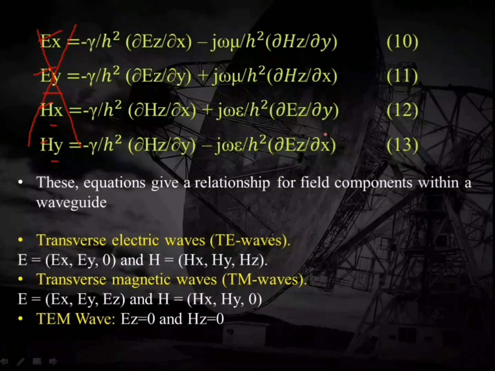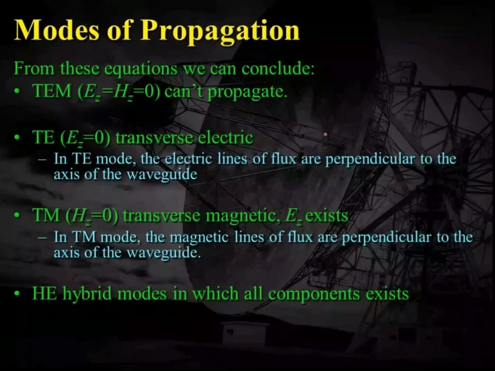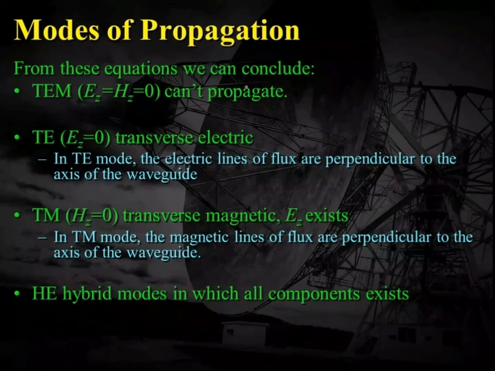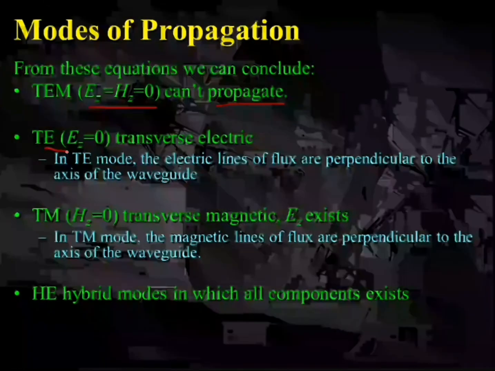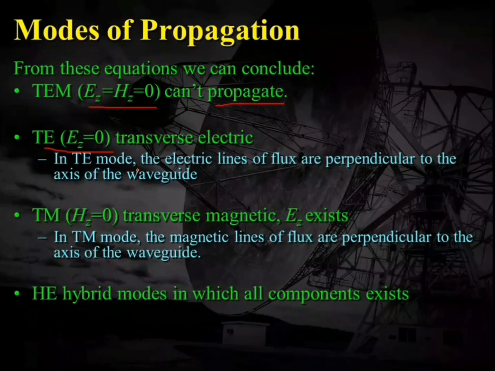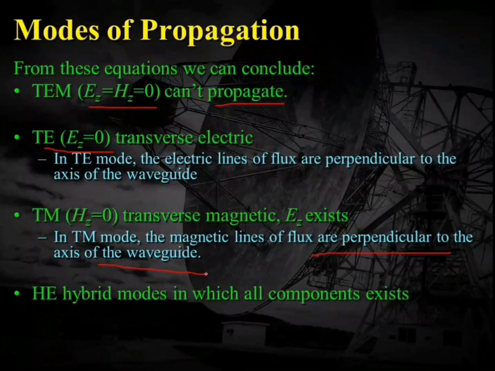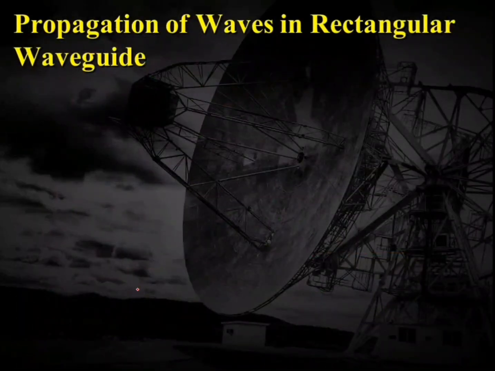So this has been shown in the next slide, named here as the modes of propagation. Now in the TEM wave, as these two components are 0, we can say that this mode cannot propagate inside a waveguide. Similarly, in the transverse electric mode where Ez is equal to 0, called the TE mode, the electric lines of flux are perpendicular to the axis of the waveguide. And in the TM wave, where Hz is 0, the magnetic lines of flux are perpendicular to the axis of the waveguide. And there is one more mode called the hybrid mode, or the HE hybrid mode, in which all the components will exist.